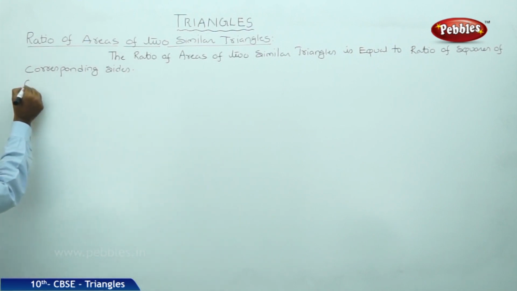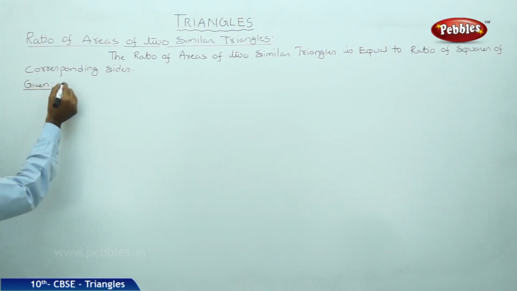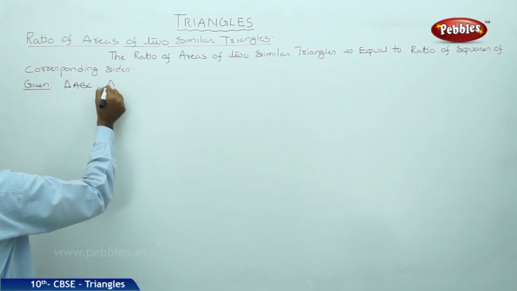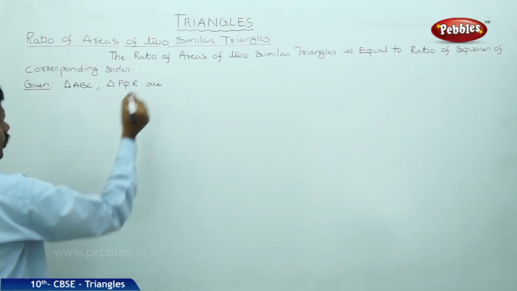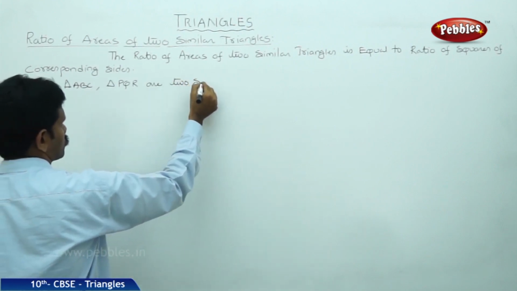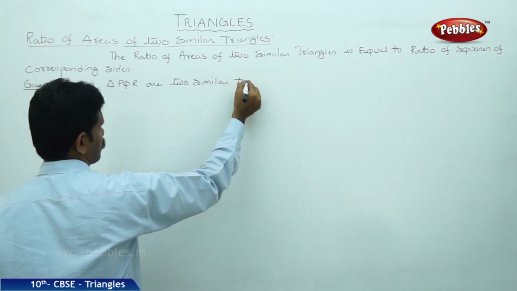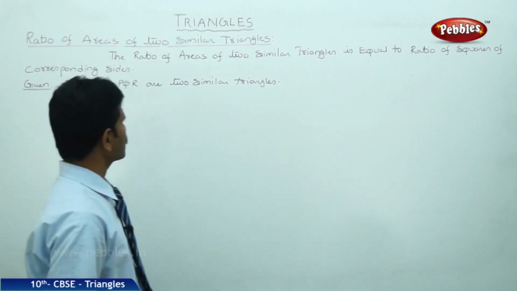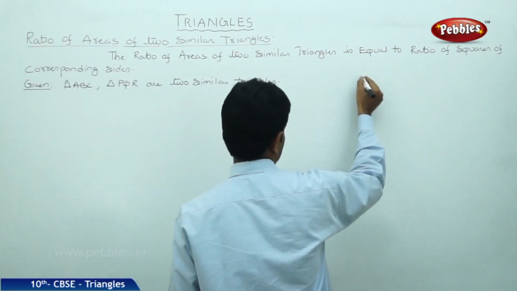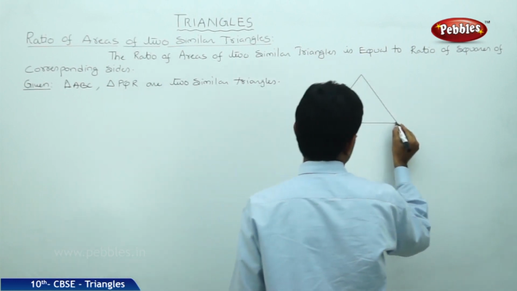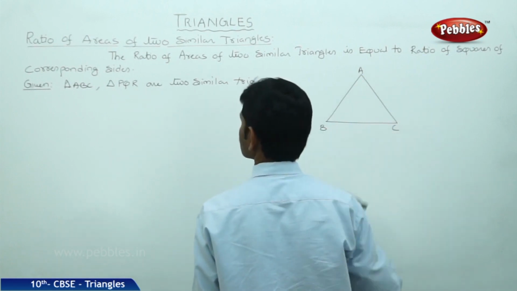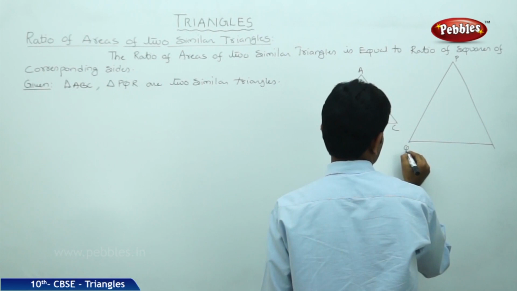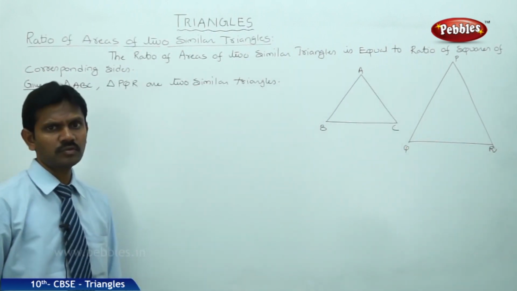Now given: triangle ABC and triangle PQR are two similar triangles.